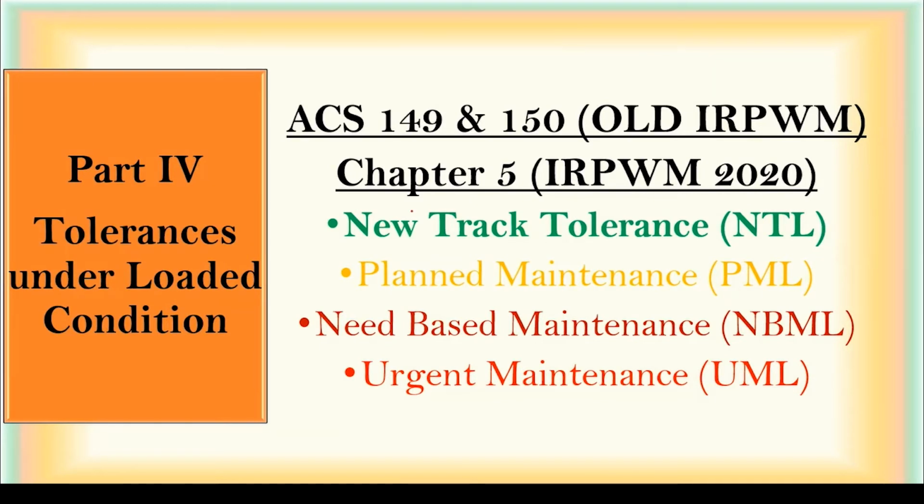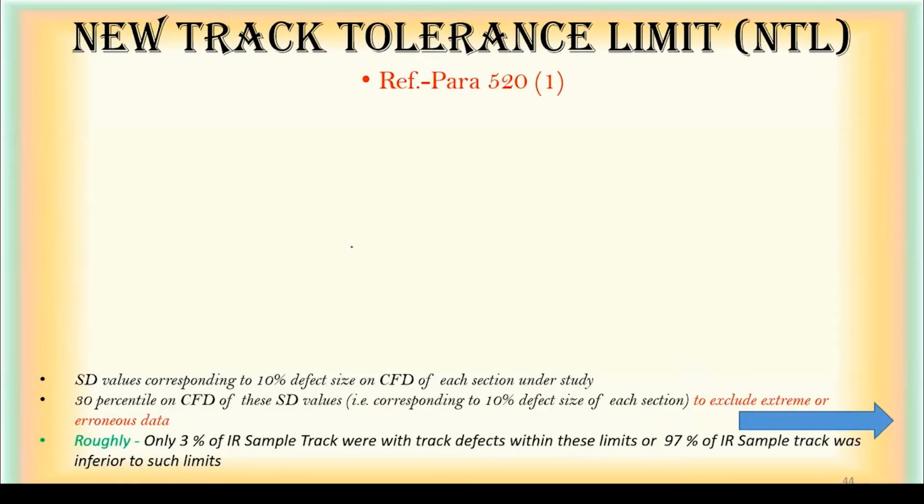What are those tolerances? Number one, we will see new track tolerance. पहले ये ACS 14950 से आया था, but now this is part of new IRPW, which is available on Edison website. In chapter 5, all tolerances have been included. We'll see. This we have discussed. SD value 10% के corresponding plot करके, and then again 70% का जो value आया था उसको ले लिया गया था.